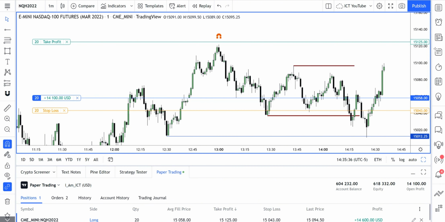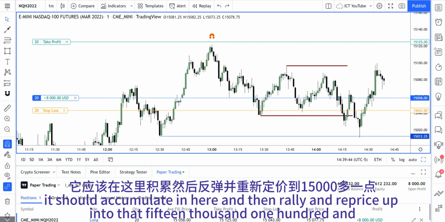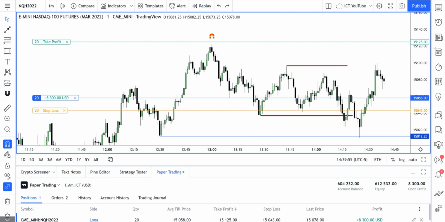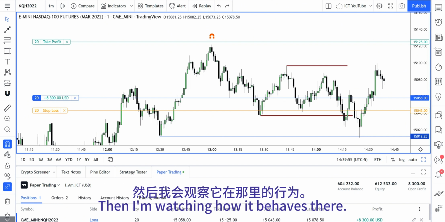So we're trading down into a buy side imbalance, sell side inefficiency. It should accumulate in here and then rally and reprice up into that 15,100. And then I'm watching how it behaves there. I'm going to see, does it have the properties that give me the confidence it wants to continue to sweep out that 15,125. We already swept the 15,100, so we have a high of 15,104 thus far. So far it looks good.